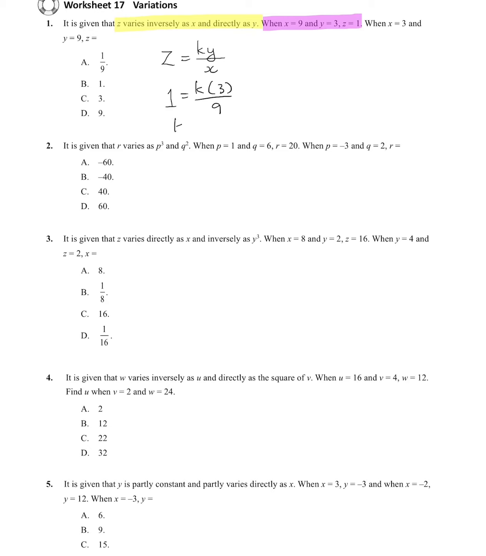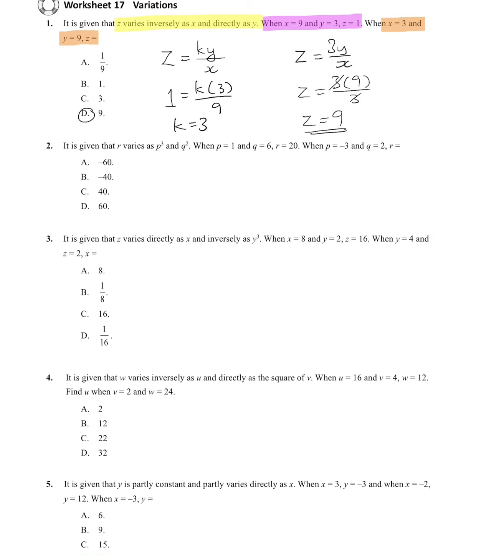Once k is equal to 3, we can rewrite the equation: Z is equal to 3y over x. And then we just plug into the orange part to get the answer for z. So y is 9 now, and x is 3. So we simplify that z is equal to 9. Okay, do one more.